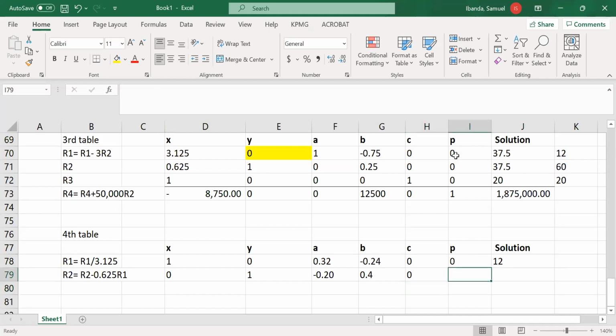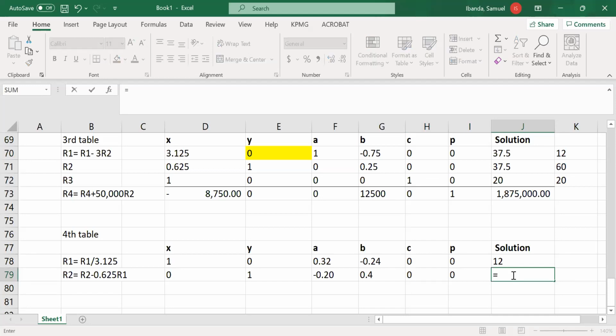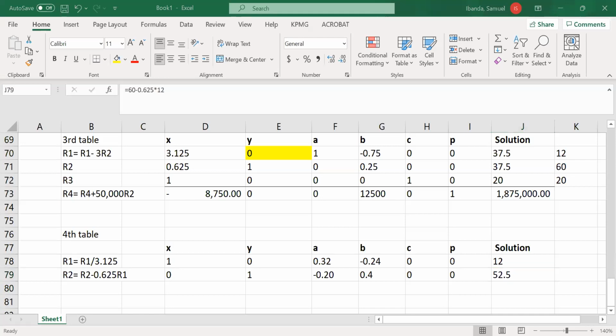Should be same story here. Now here we have 0 and a 0. Okay, 0 and 0. So this also gives you a 0 when you do the calculation, but you can try it. Then under the solution, I'll just do it. This will be R2, which is 60 minus 0.625 times 12, which is up here. So this gives us a 52.